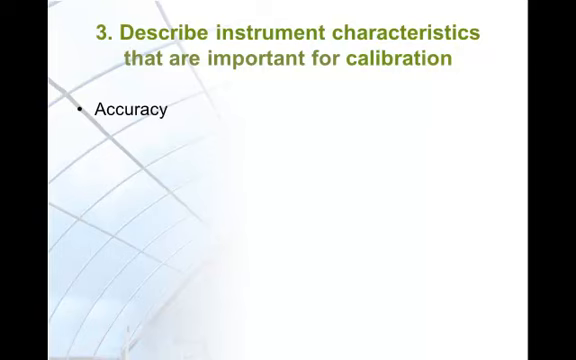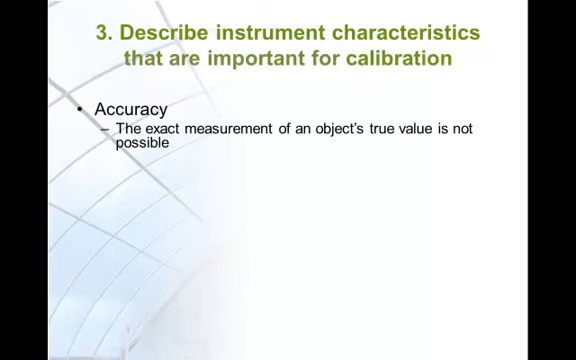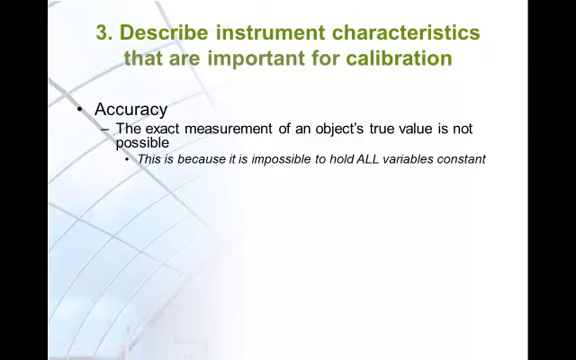Let's talk about accuracy. The exact measurement of an object's true value is not possible. In other words, it's impossible to be perfectly accurate. This is because it is impossible to hold all variables constant when taking a measurement.